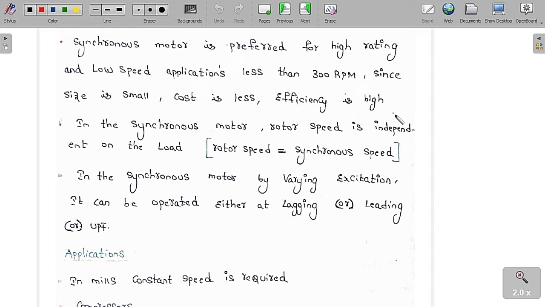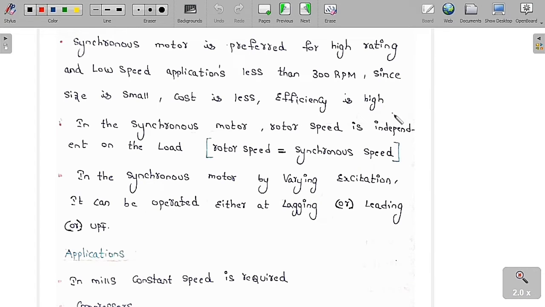So these are the very good aspects of using the synchronous motor for lower speed applications rather than higher speed applications. For higher speed applications, especially more than 750 rpm, we prefer the induction motor rather than the synchronous motor. Synchronous motor is used only for low speed applications, and the induction motor is used for higher speed applications. The induction motor is preferred for the higher rating and the low speed applications less than 10 rpm. And the size is also very small, the cost is less, and the efficiency is more under this range of speed.